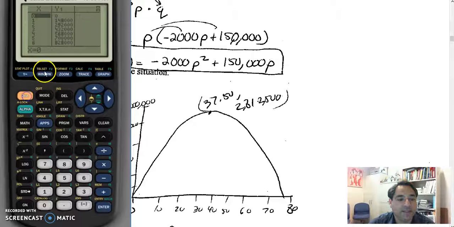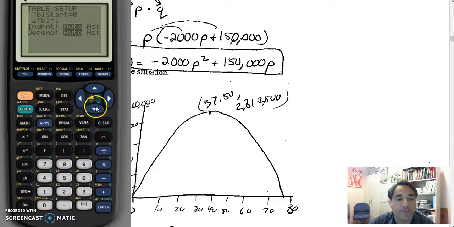So I'm going to hit second window for table set. Most likely it says auto. We're going to go down, change the independent to ask, and then automatically tell me dependent. So one-time change, but now I can plug in an X and it will spit out a Y. So need to make that change, second window table set. Remember in y equals I have my equation.